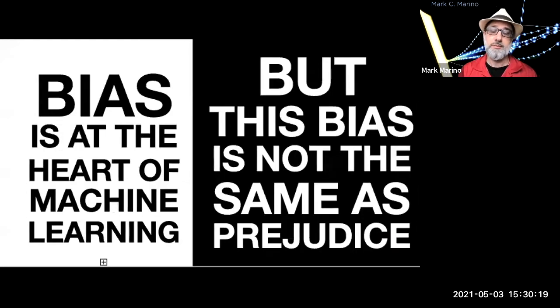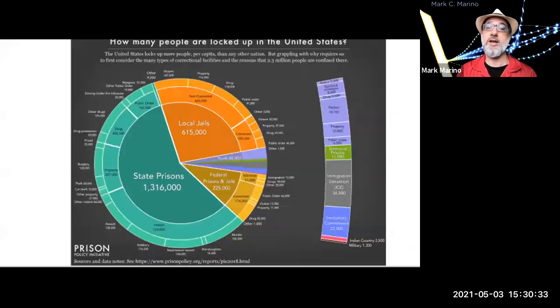So, by this token, bias is at the heart of machine learning. But this meaning of bias is not the same as prejudice in the kind we're talking about in other instances.